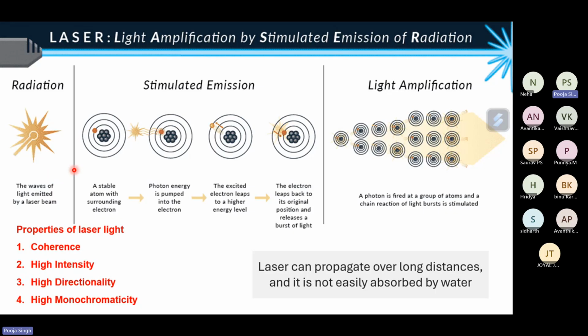Okay, so what I'm saying is that the laser, as we studied, is light amplification by stimulated emission of radiation. So the radiation, the wave of the light, is basically emitted by a laser beam. So where is this radiation coming from? The radiation is basically coming from some crystal or molecule.